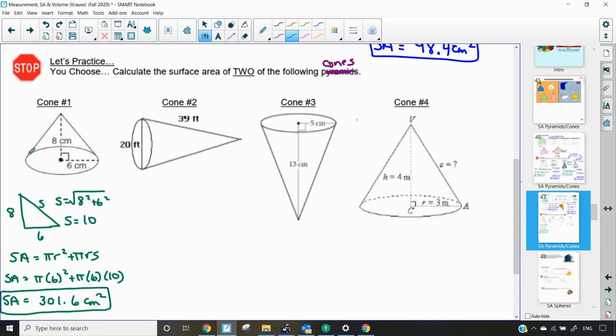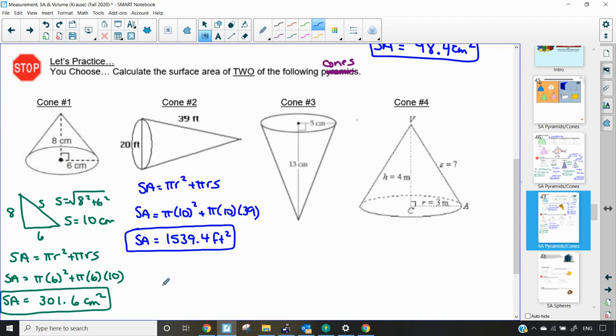All right, so our first example here, we're not given a slant height, so we start off right away using our 8 and our 6 to find our slant height of 10. That would be 10 centimeters. And then we plug that into our formula. So pi r squared plus pi rs will give us pi times 6 squared plus pi times 6 times 10, which gives us a rounded answer of 301.6 centimeters squared.